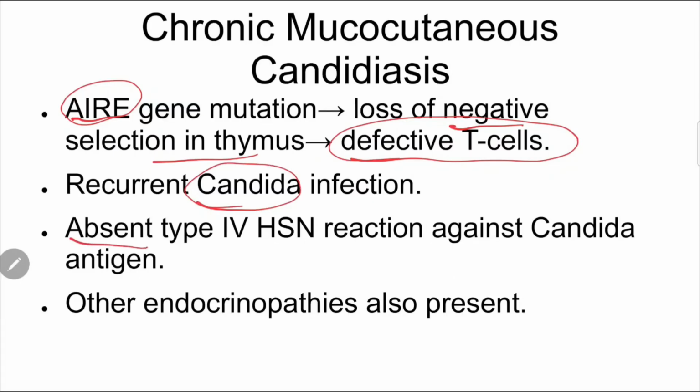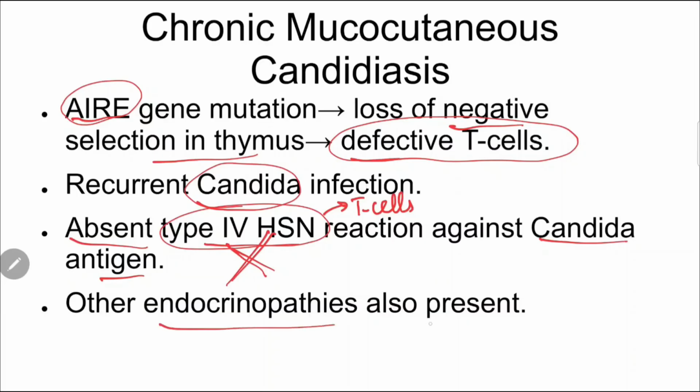And there will be absent type 4 hypersensitivity reaction against candida antigen. So I've talked about type 4 hypersensitivity in my previous lecture. Type 4 hypersensitivity is going to be testing your T cells. If there is a type 4 hypersensitivity reaction, which is basically an induration, if you see that induration, that means your T cells are working. But if you don't see that induration, that means your type 4 hypersensitivity is not working and your T cells are dysfunctional, right? And there are other endocrinopathies also present, such as adrenal insufficiency.